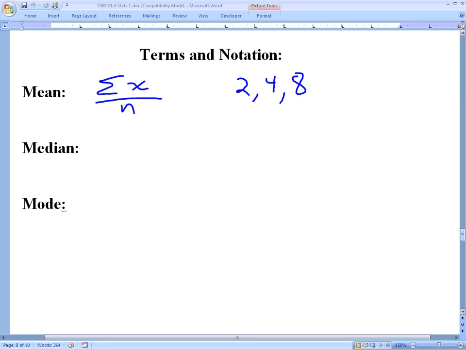So I would add up the 2 plus the 4 plus the 8, and then divide by how many numbers I had, which would be 3. So 2 plus 4 plus 8 gets me up to 14, and so my mean would be 14/3, or some decimal approximation of that. Median, we have to list all of our numbers in ascending order, and it's the middle number after listing all of your numbers in ascending order.